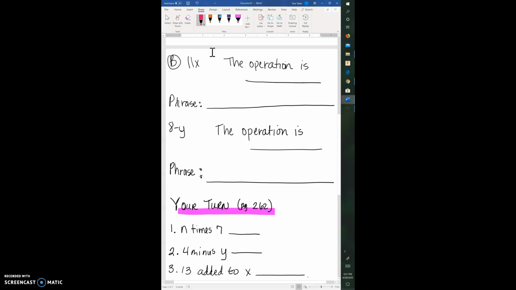And on B, I'm going to turn my page to page 262. On B, the directions say, write a phrase for each expression. So I have 11x. And I threw up a picture, so if you want to pull that up, you can. But I threw up a picture that gives all the different signs and how you know what operation to do. But I'll let you know, this is a multiplication operation.